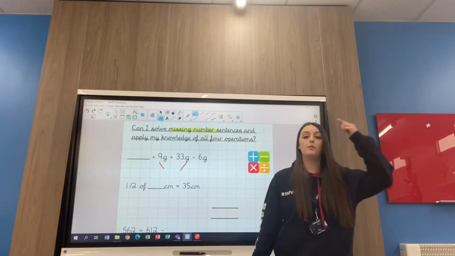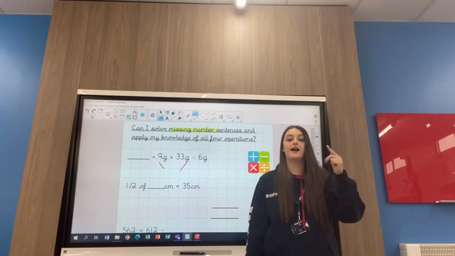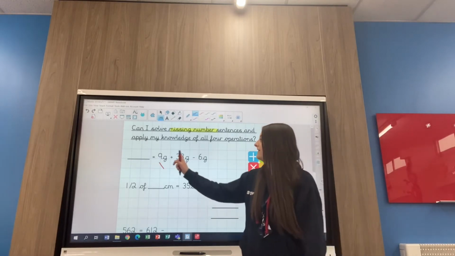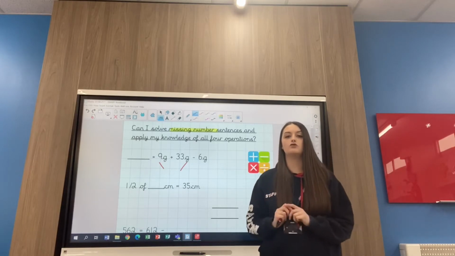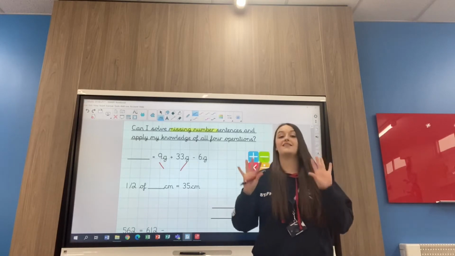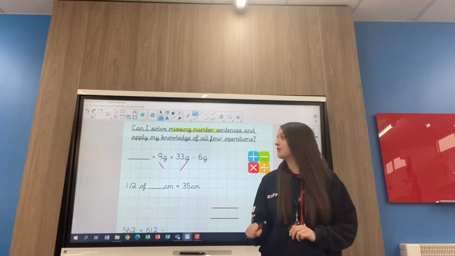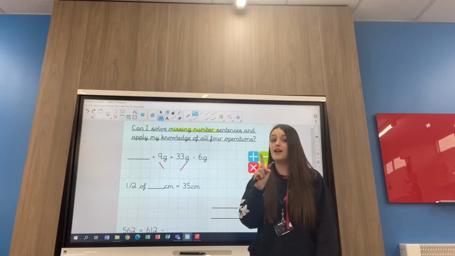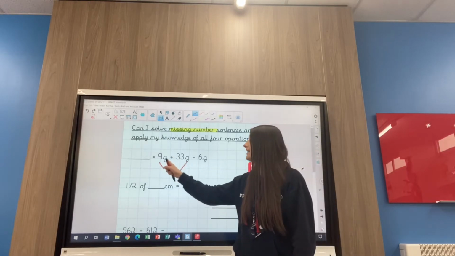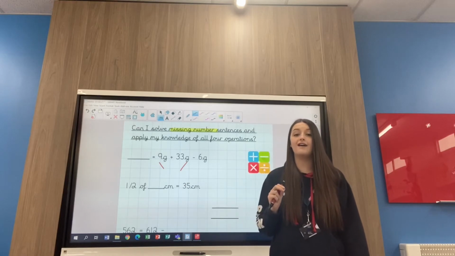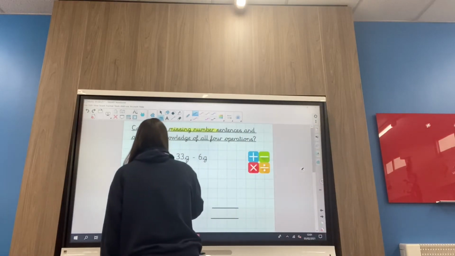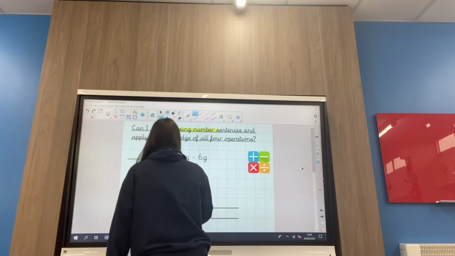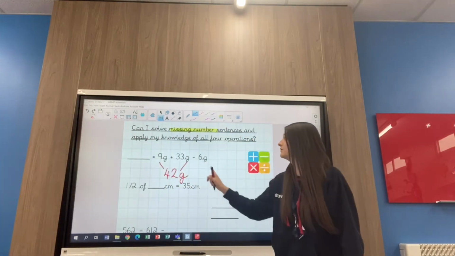Now some of you will put 33 in your head and count on 9, but I've seen that 9 is very close to 10, and 10 is really easy to add on to a number. So 33 add 10 is 43, but I've added on 1 too many because I only wanted to add on 9. So I need to take 1 away from 43, which is 42 grams. So I've worked out the first part of my number sentence.